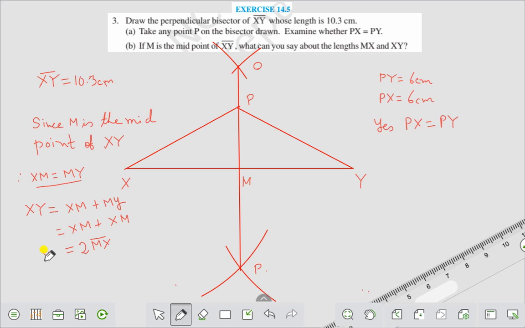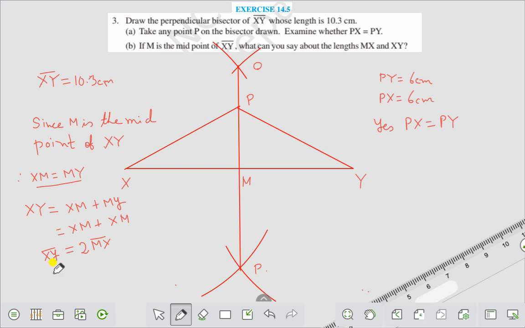This is XY, right? Therefore, we can say that the relation between XY and MX is XY is twice of length MX, right? Or you can say that XY length is twice of length MX.